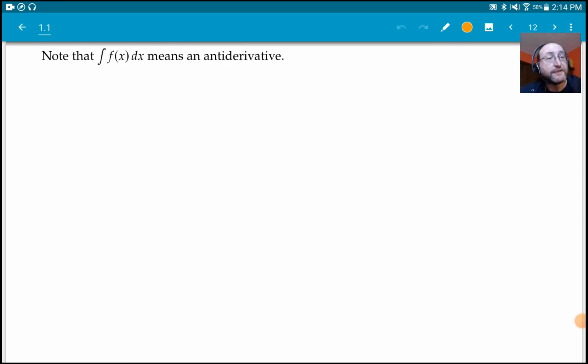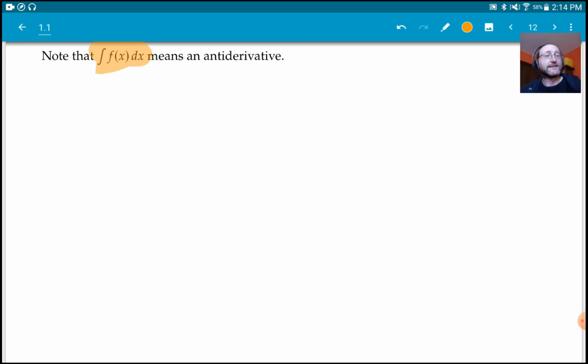All right, so this might be a good place to talk about this notation over here. What do we mean by that? By the indefinite integral, we mean antiderivative.